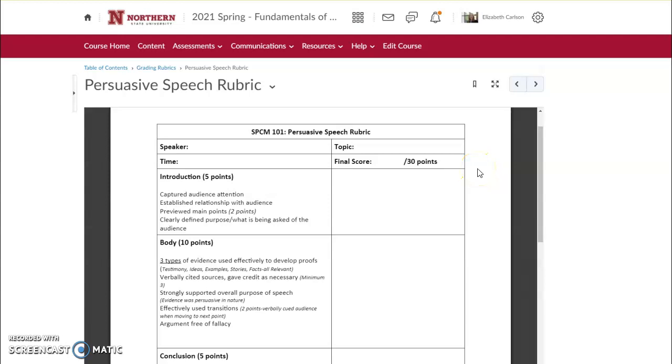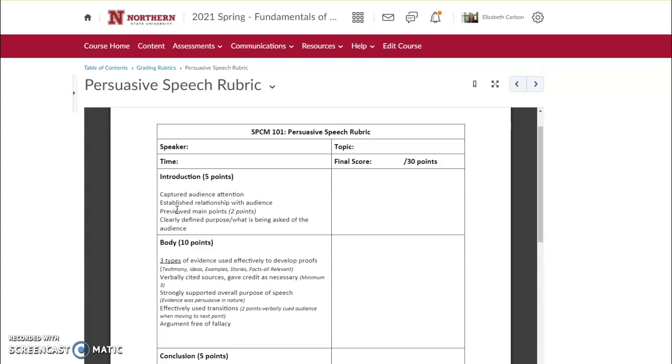Let's take a moment to walk through your persuasive speech rubric. The persuasive speech is worth 30 points. Here is the breakdown. 5 points for the introduction. Capture the audience's attention. Again, use a quote, a statistic, a rhetorical question.